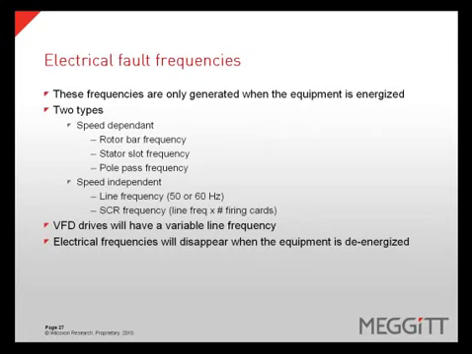Electrical fault frequencies will only be generated if the equipment is running. There are two types of electrical faults to consider. Speed dependent, meaning that they are derived from some mechanical makeup of the electrical system, such as rotor bars, stator slots, or poles. There are also speed-independent frequencies such as line frequency or SCR firing frequency. VFD drives will have a variable line frequency because the line frequency is varied to control the speed of the motor. Electrical frequencies will disappear when the equipment is de-energized.